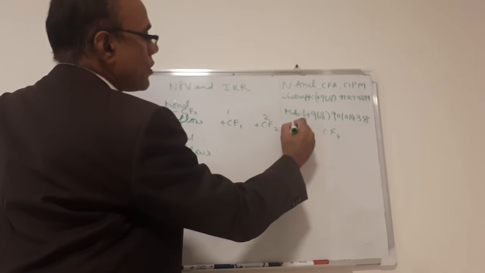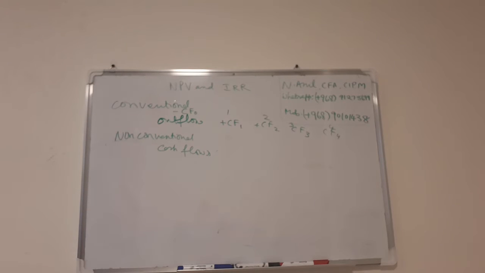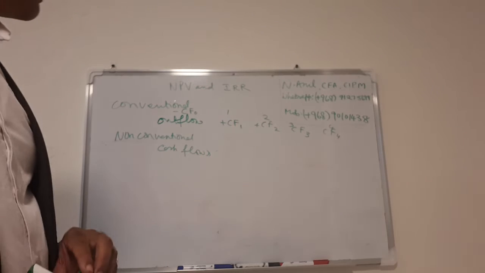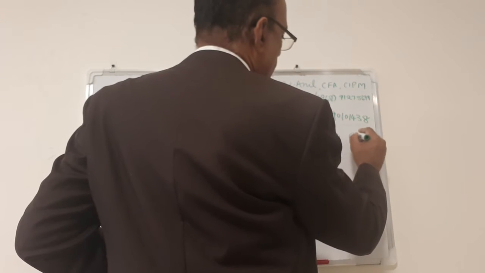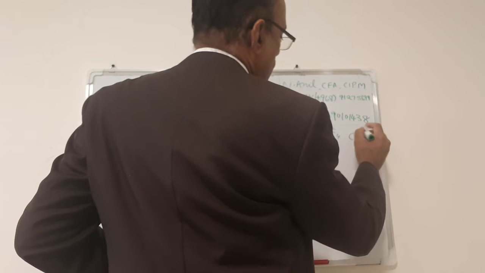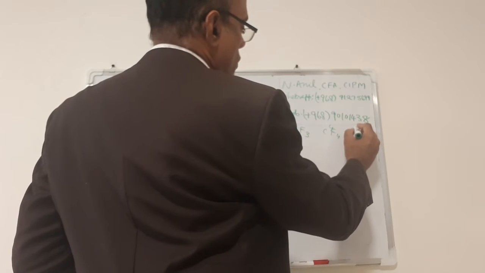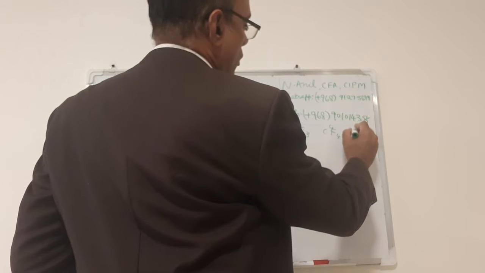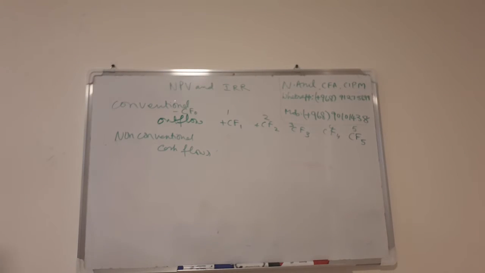Like if you buy a bond, after you purchase the bond, you can expect a series of coupons. So they are cash inflows. And finally of course you get the final cash flow, which includes the coupon and the redemption of the principal of the instrument. So this is a conventional cash flow.